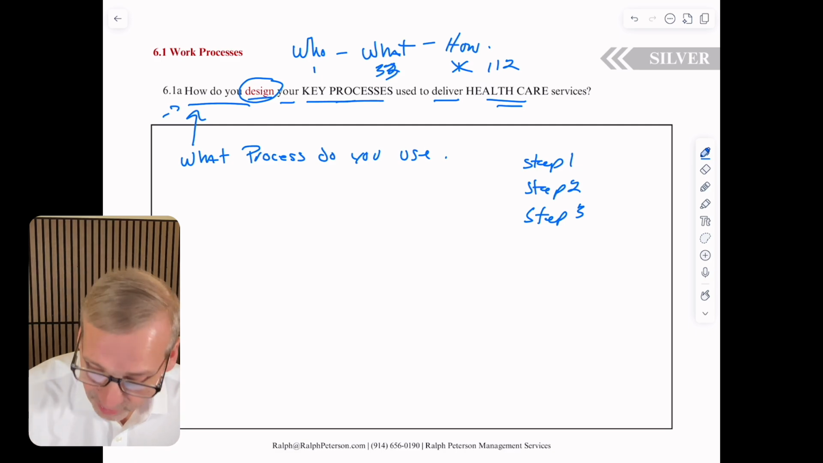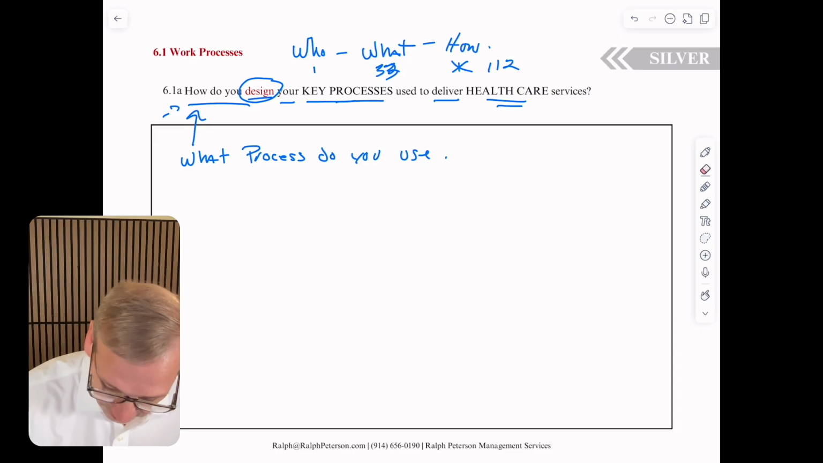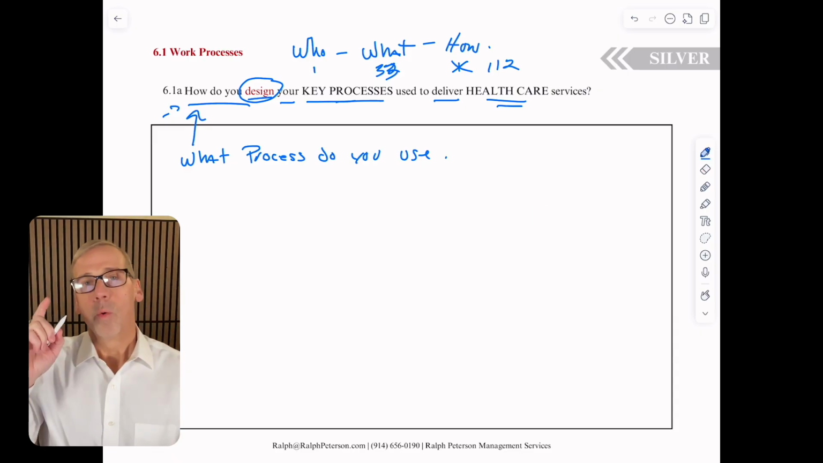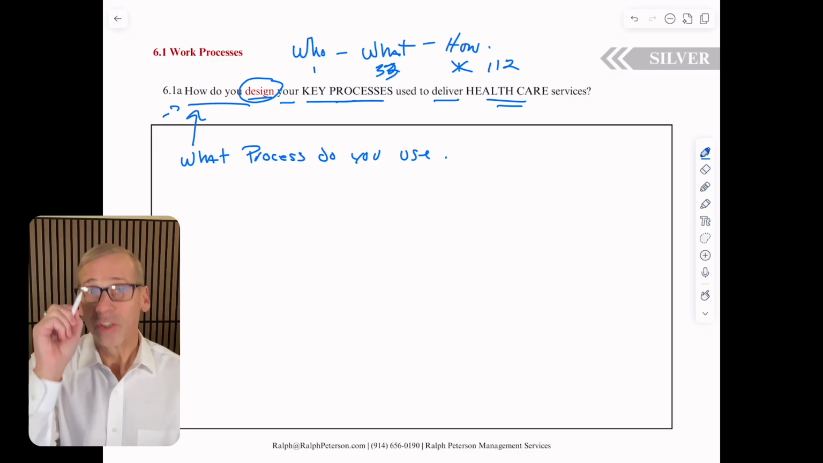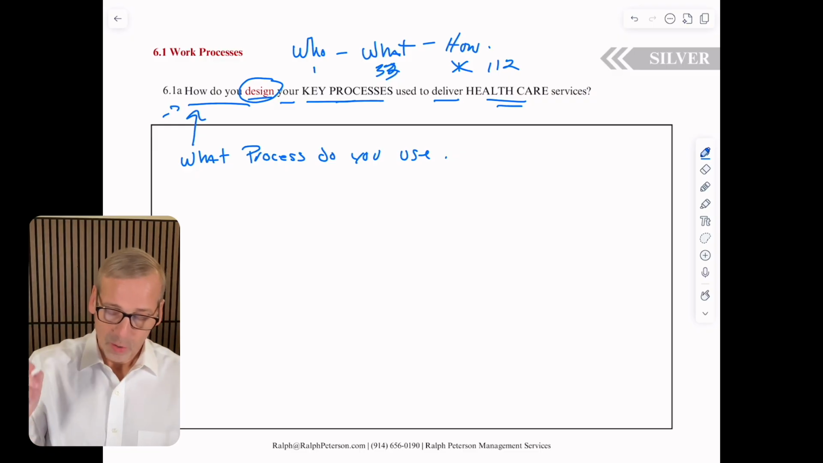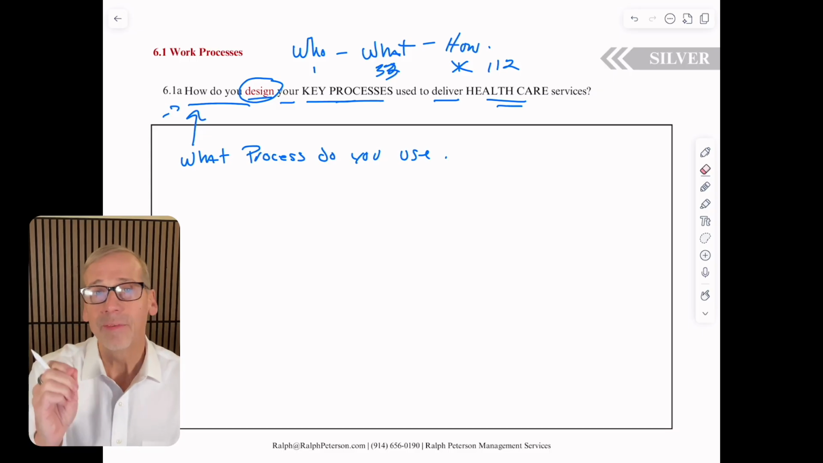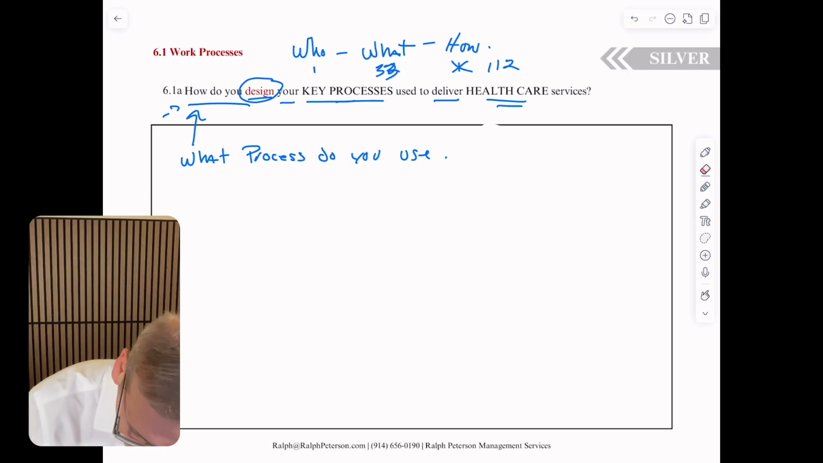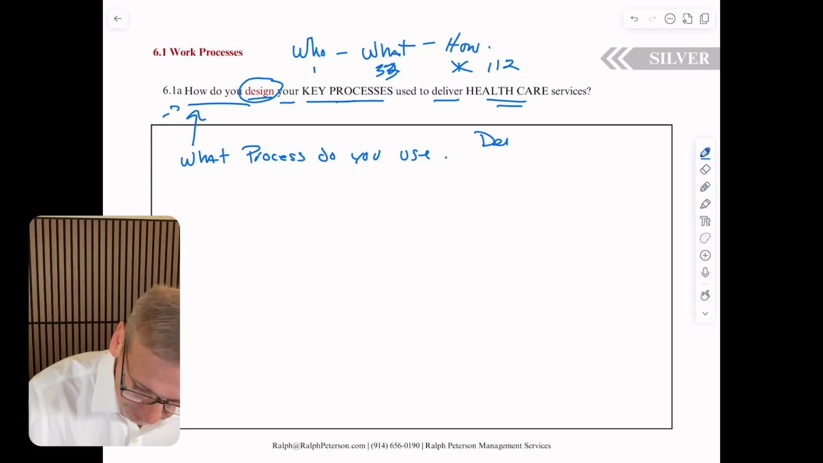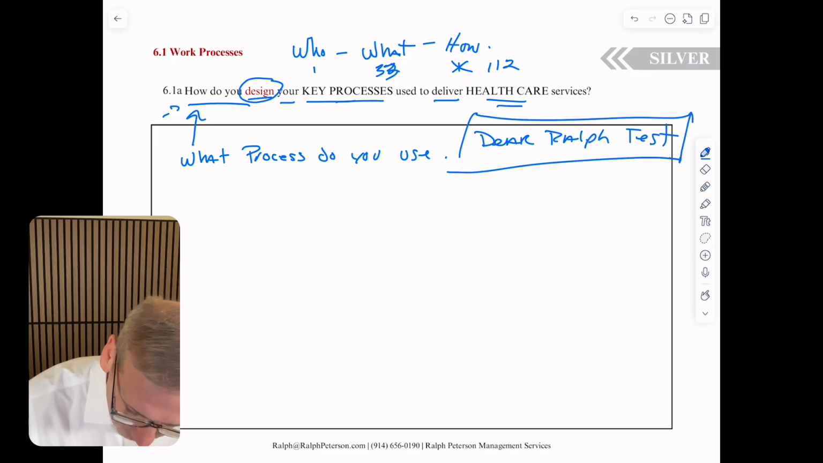Now, I'm going to give you another tip. When writing your answer, now this is truly inside baseball, I'm going to invite you to consider starting your answer. I want you to give it the Dear Ralph test. There's a Dear Ralph test.